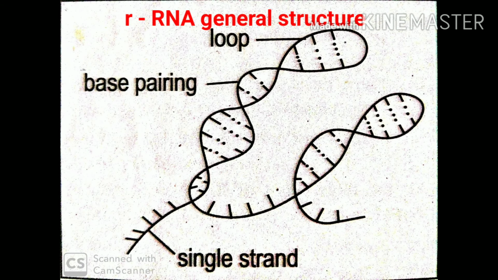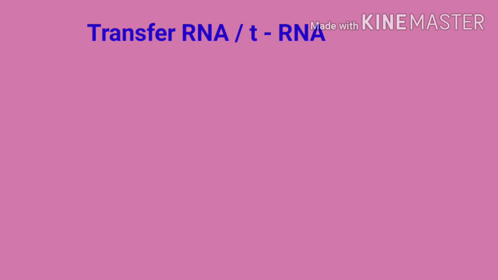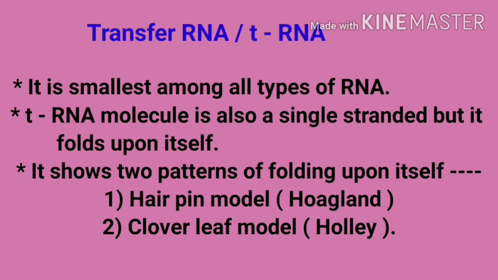You can see the general structure of the rRNA in the figure. The single stranded RNA molecule is variously folded upon itself and complementary base pairing may take place in folded regions. About 80% of the total cellular RNA is of this type. And finally, we will discuss the tRNA, that means transfer RNA.